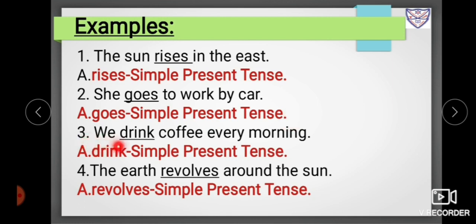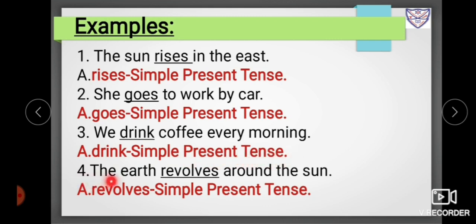Third one, we drink coffee every morning. So over here the word drink, which is a verb, it stands for simple present tense. Why? Because this verb drink shows an action which is done daily, that is every morning. So we can say that we drink coffee every morning. The words every morning itself show that an action is performed on the daily basis. Therefore drink will be simple present tense.